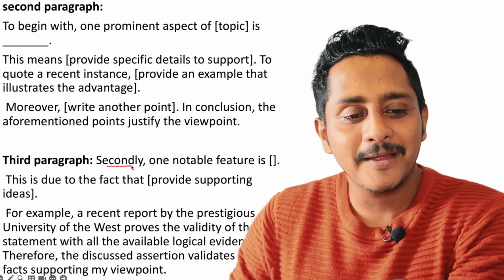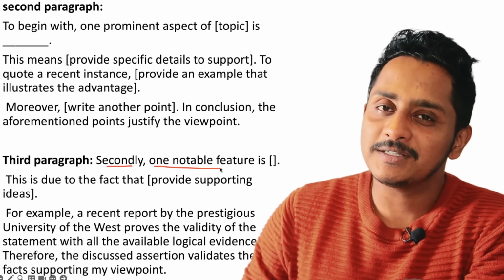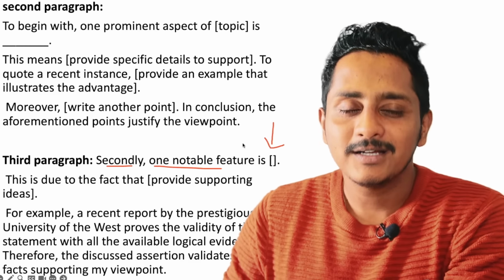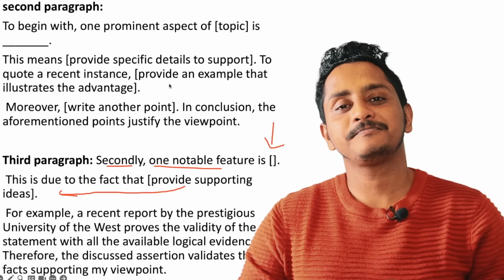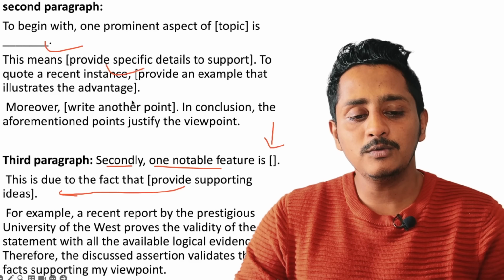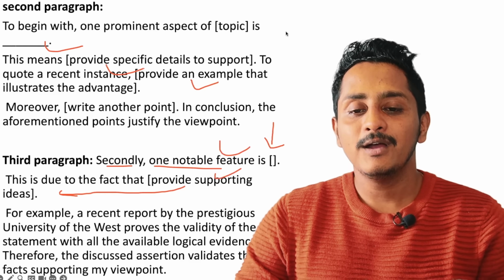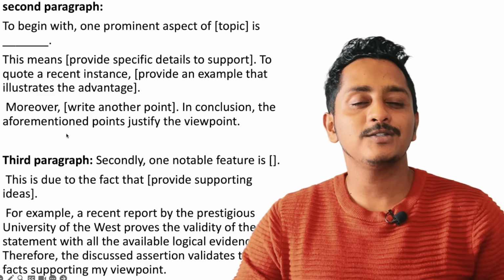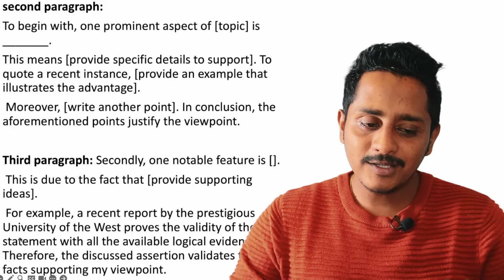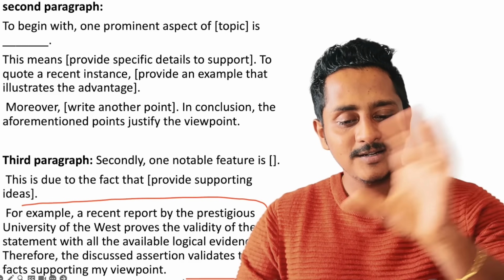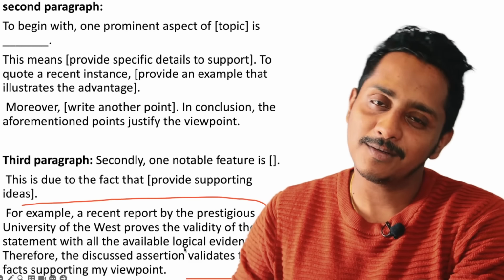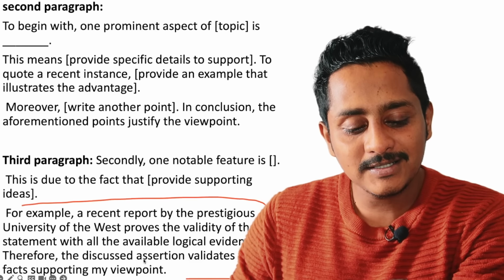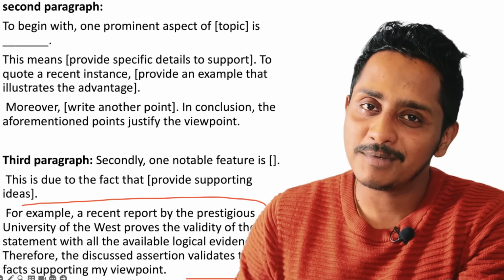Third paragraph. 'Secondly, one notable feature is' and write the main idea. 'This is due to the fact that' and a compound complex sentence, write the supporting idea. That's it. So here, 1, 2, 3, 4, 5: 5 sentences is what I want you guys to write on your own. The rest of the essay is covered. A recent report by the prestigious University of the West proves the validity of the statement with all the available logical evidence. Therefore, the discussed assertion validates the fact supporting my viewpoint.